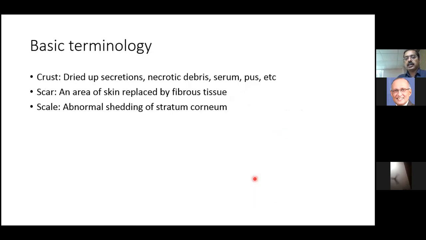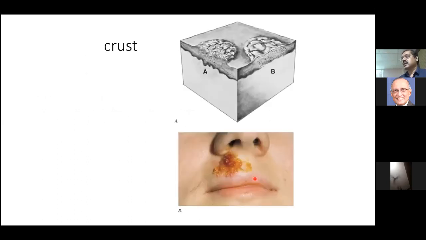An ulcer, and crust, scar and scale. A crust is dried up secretions, necrotic debris, serum, pus, all of these form a crust. Whereas a scar is an area of skin which is replaced by fibrous tissue. Whereas a scale is only the stratum corneum, the upper part of the skin, which is shed out. It is not the entire skin which is shed out, but only the upper thickened stratum corneum. So this is how a crust looks, a classical presentation of this particular entity.